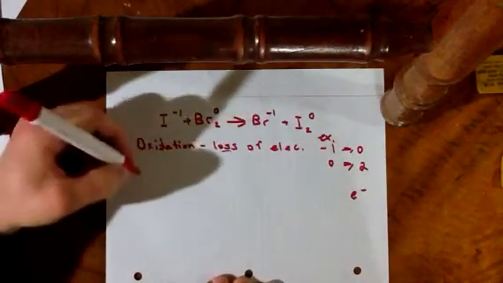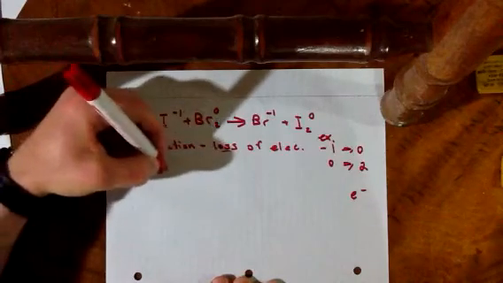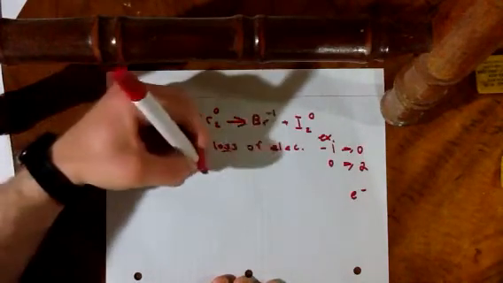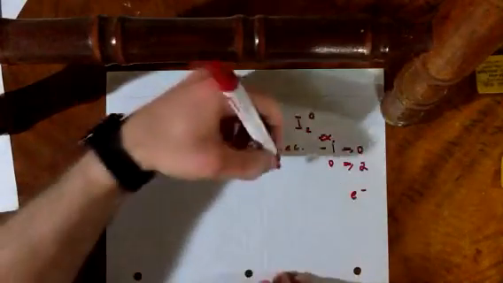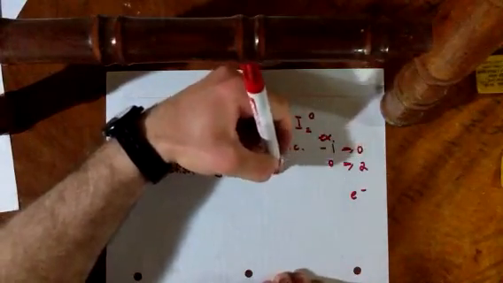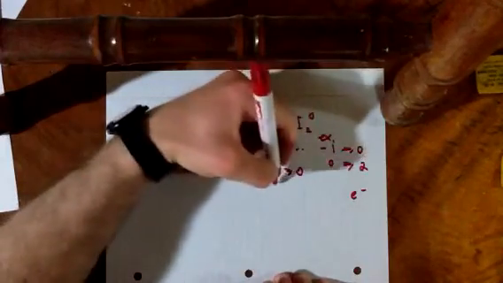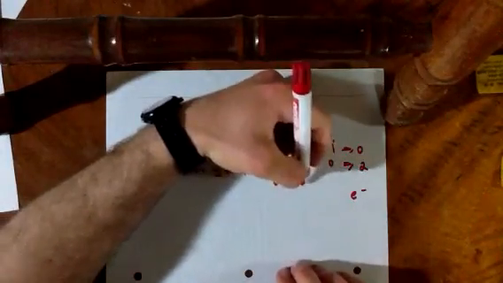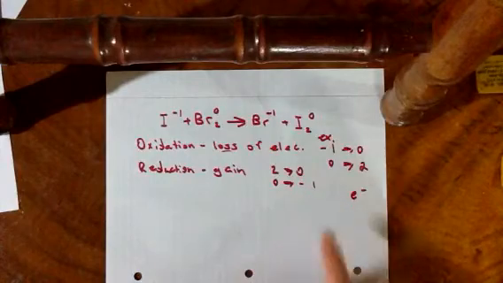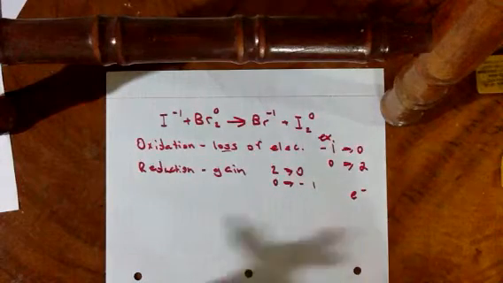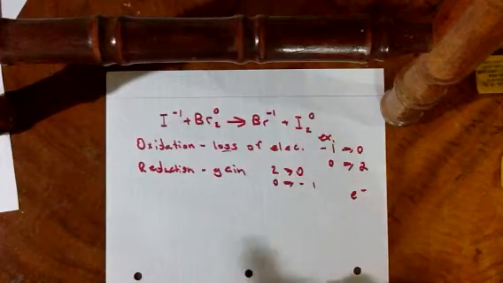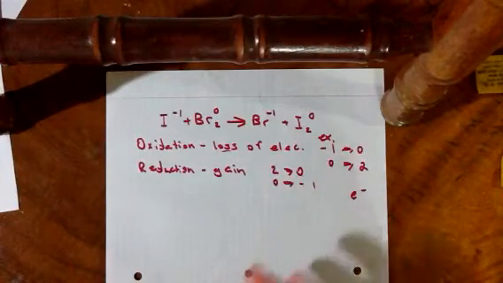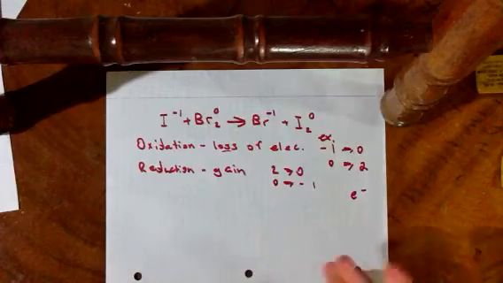And reduction is exactly the opposite. It's the gain. And here you'll have, for example, 2 going to 0, just the same numbers backwards, 0 going to -1. And the more electrons you have, the more negative the number is. So now we can determine which of these species becomes oxidized and which is being reduced.